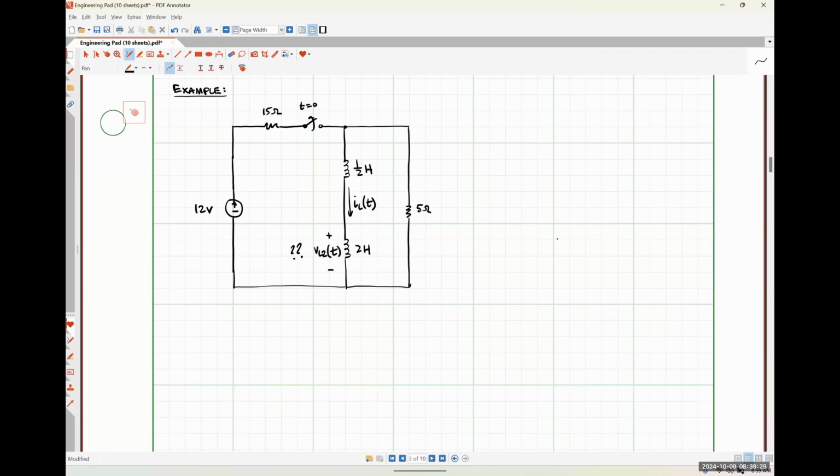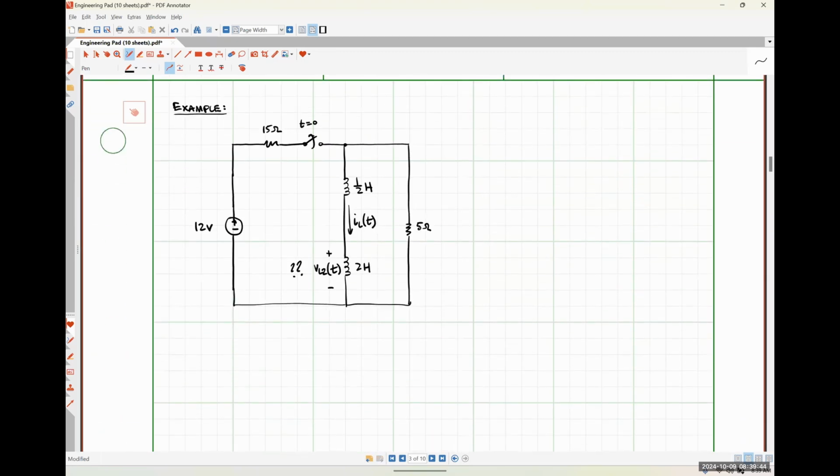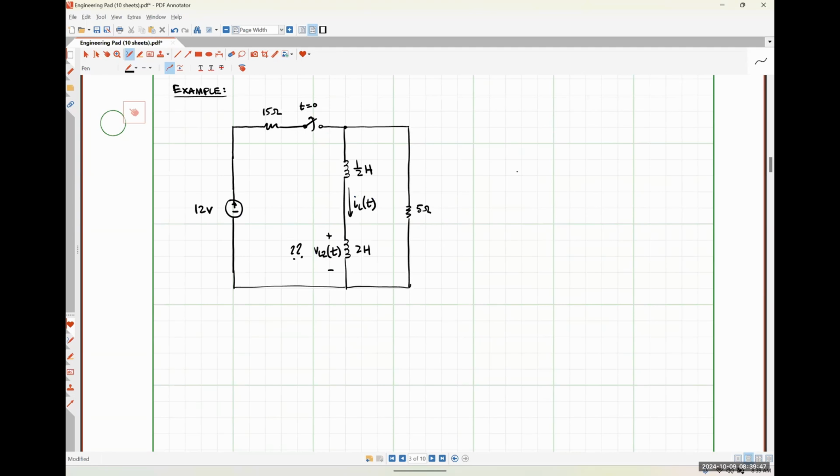So in order to apply the equation that we developed, we need to just effectively find the bits and pieces to plug in, okay? And so we're going to develop an algorithm to do just that. So our first step is going to be to analyze our circuit at t is equal to 0 minus. So the moment before our switch changed state.